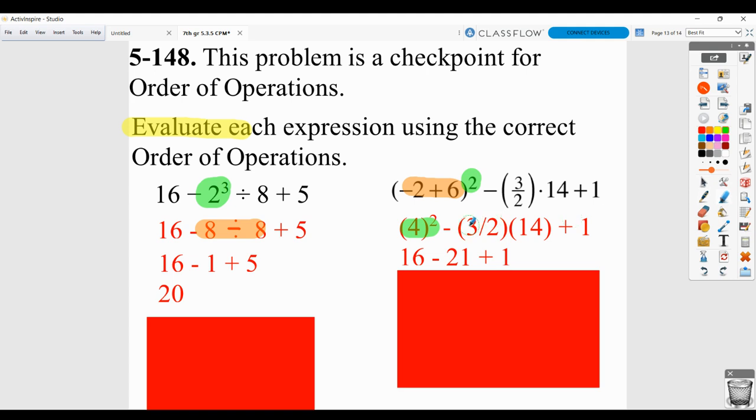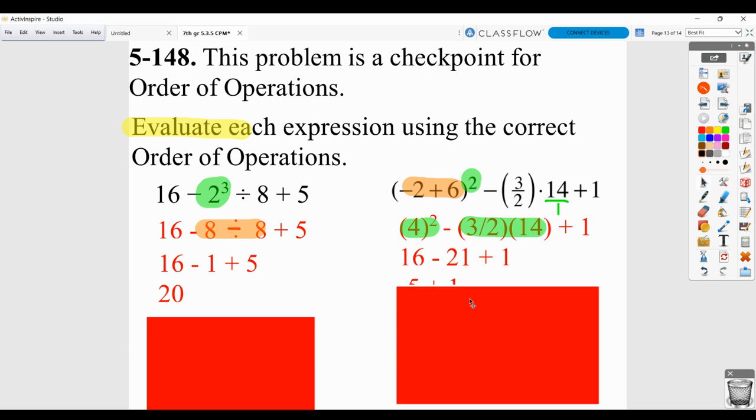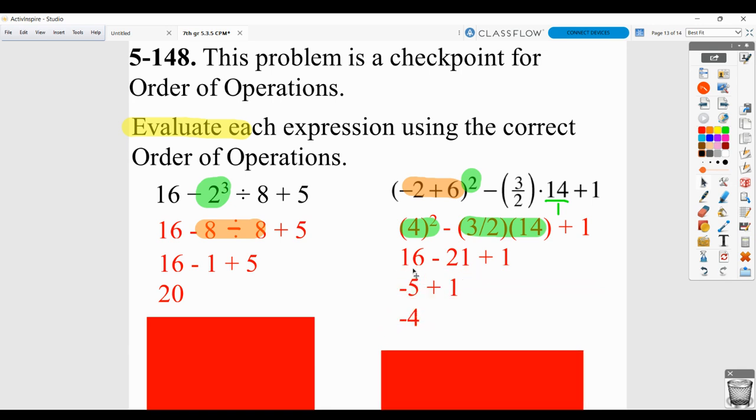And then I also did my multiplying, which would be next. 3 halves times 14 is 21. Remember, you can do that by putting the 14 over the 1, simplify, and then multiply if you wish. And then lastly, add and subtract left to right. 16 minus 21 is negative 5. Negative 5 plus 1 is negative 4 for a final answer.